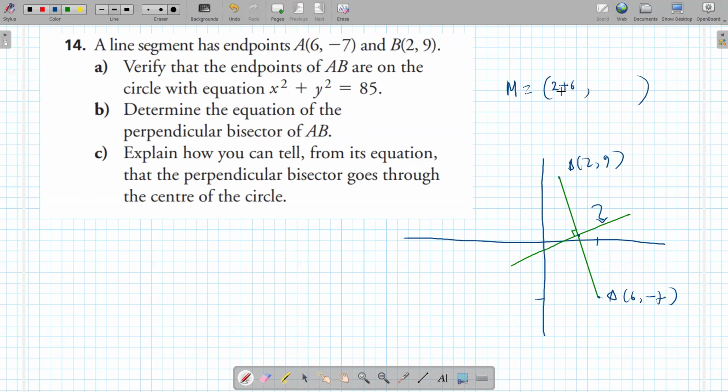You just add them, divide them by 2. So it's going to be 4 and 1, okay? So now we have a point for our perpendicular bisector. Next, we're going to have to find its slope. How do we find the slope of the perpendicular bisector?